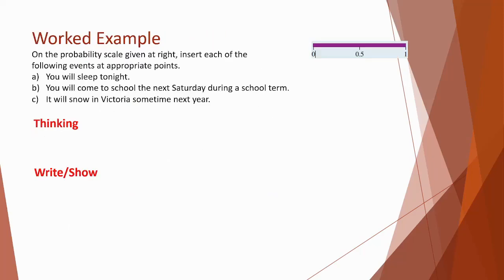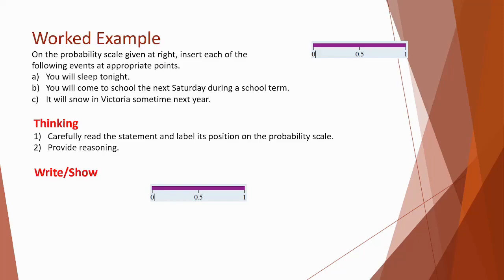And so we have a couple of questions here that we'll use as an example. We have a scale over there from 0 up to 1. You need to put on to this probability scale the probability that you will sleep tonight, the probability that you will come to school next Saturday during term, and the probability that it will snow sometime next year in Victoria. So our thinking for all three of these is carefully reading the statement and labeling its position on the probability scale, and then provide some reasoning as to why you put it there.